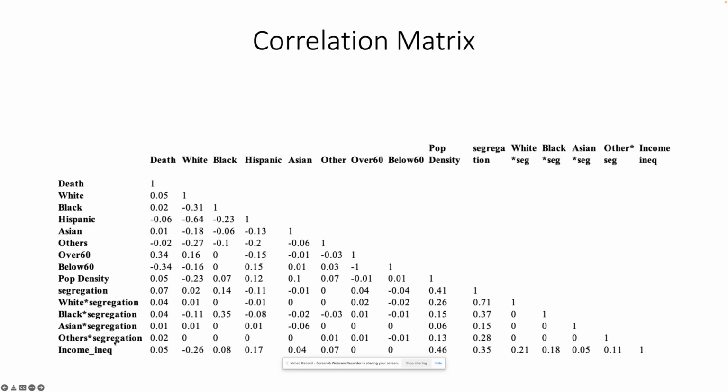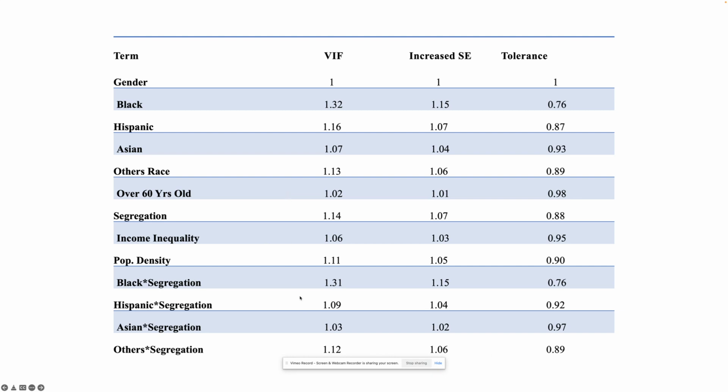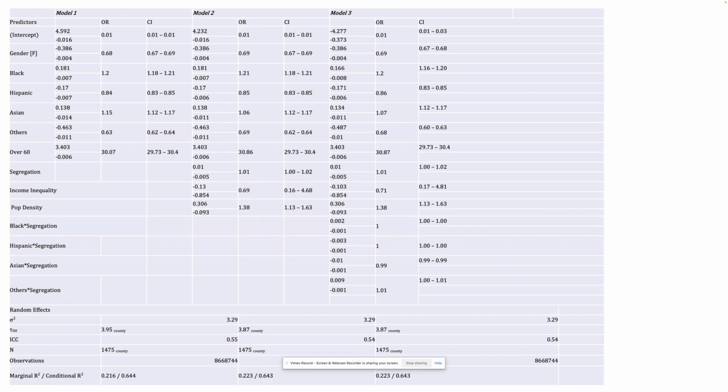This is the correlation matrix showing individual correlation among the variables here. I ran this multicollinearity VIF, which shows that all of them are below 10, showing that there is no issue with multicollinearity. So there are 3 models produced, these regression tables here. Model 1, like I said, has individual demographic variables.